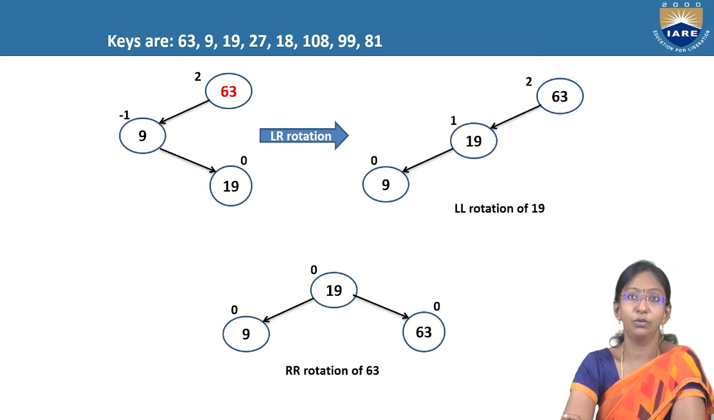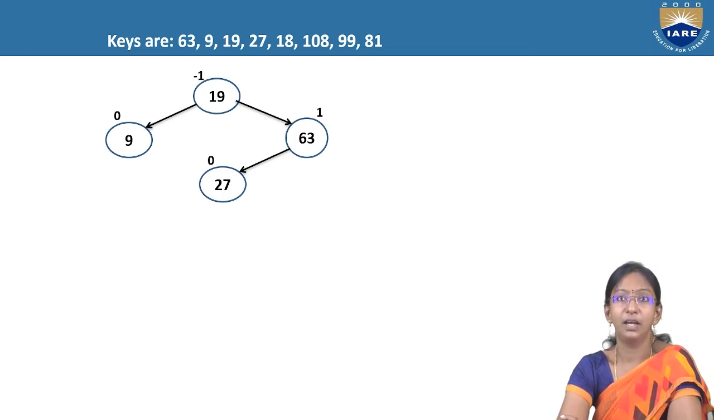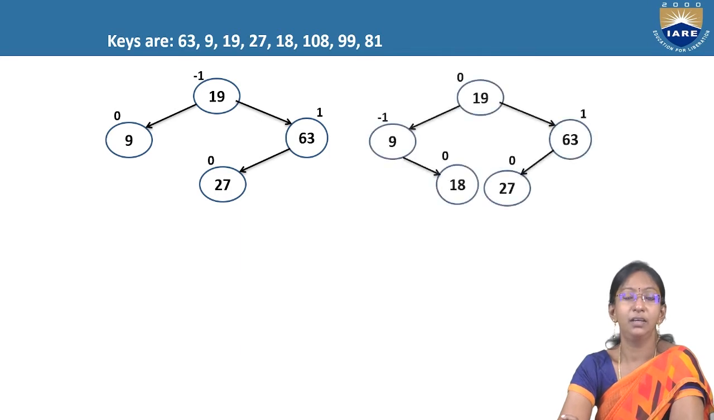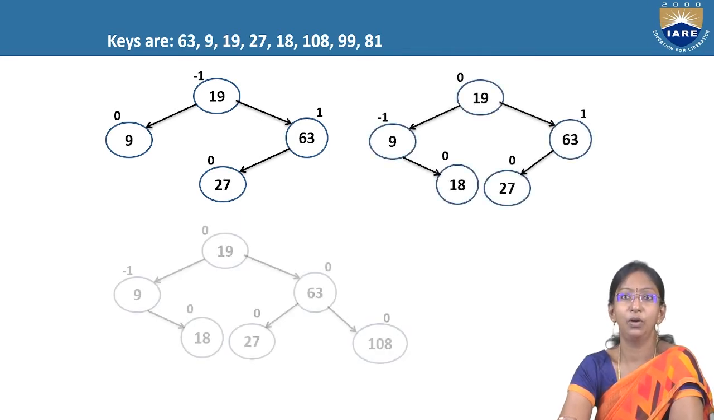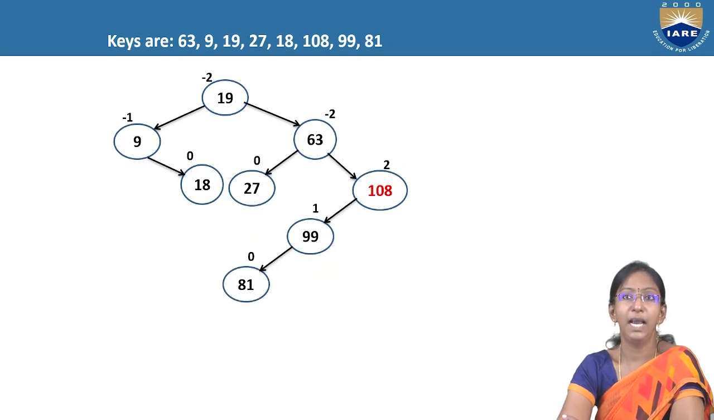Now insert the 4th element, which is 18. Right? So this is done. Next element 18. Done. No problem at all. 108. No problem at all. 99. Again calculate the balance factors. No problem at all. 81.